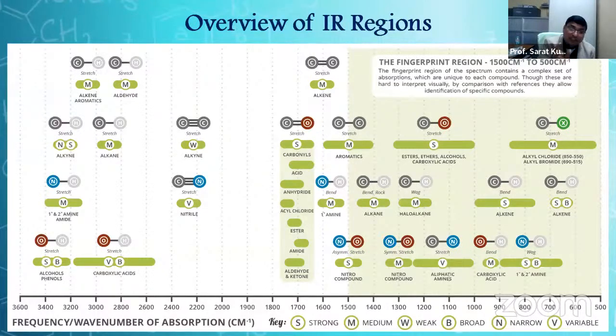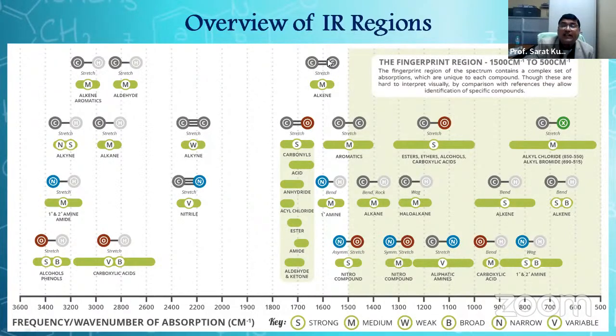If it's a bond, just think of the bond as a spring and the atom as a ball. Then you can identify the mass of the ball and the strength of the bond, maybe double bond, single bond, triple bond. That also gives the idea whether it will appear at a higher frequency, say the 4000 region, or the 400 region.